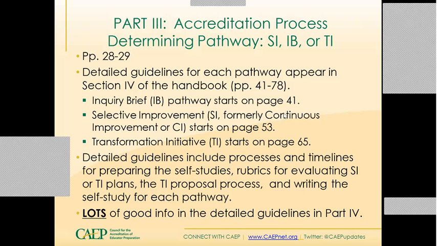And what you'll find in there are really detailed guidelines that include the processes, the timelines for preparing your self-studies. There are rubrics available for evaluating either your selective improvement or your transformation initiative plans. There's a rubric for the TI proposal process and for writing the self-study for each one of the pathways. And there's lots and lots of good information in those detailed guidelines in Part 4.